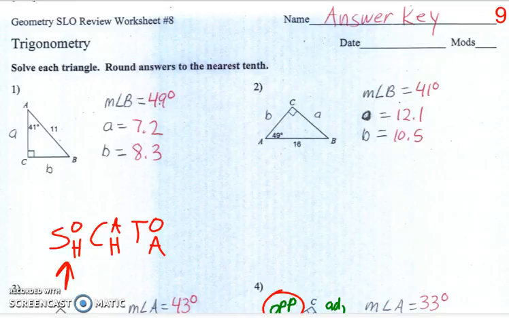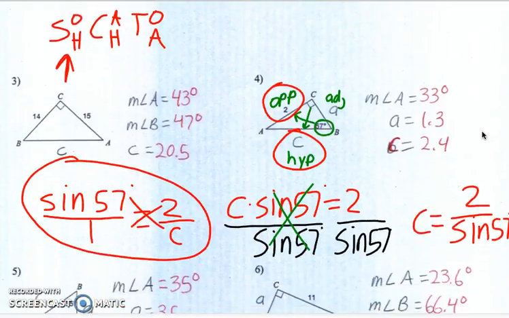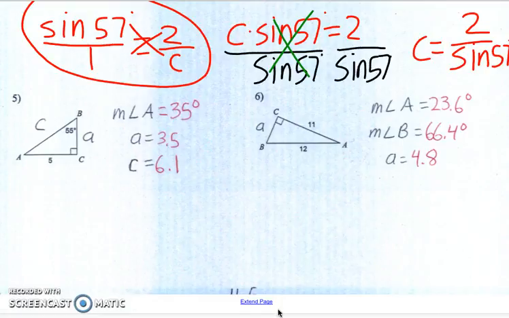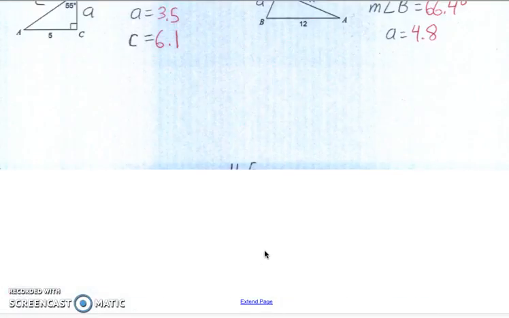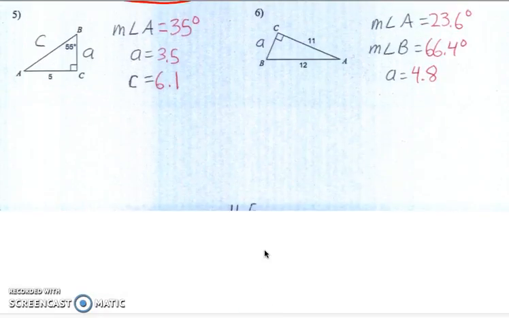On side 9, you're using trigonometry. You're solving each triangle. We're going to round our answers to the nearest tenth. Get a little bit further down. You see the answers there.